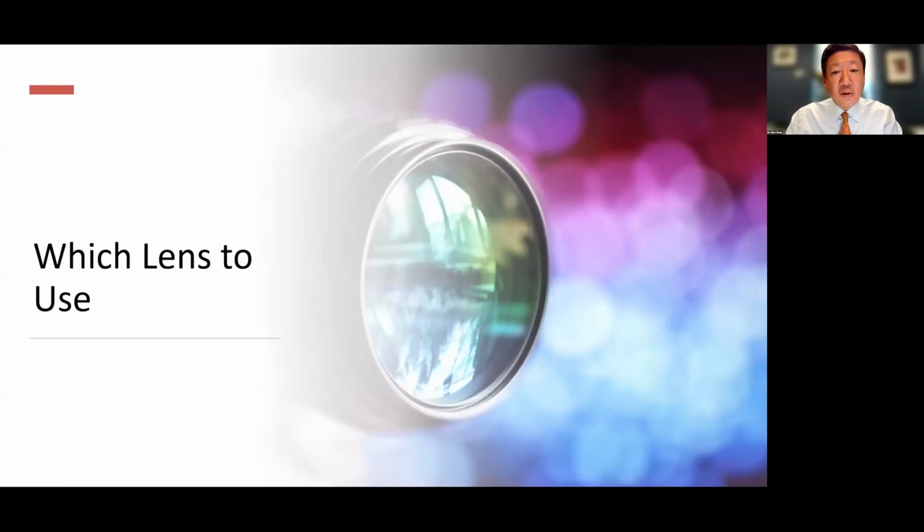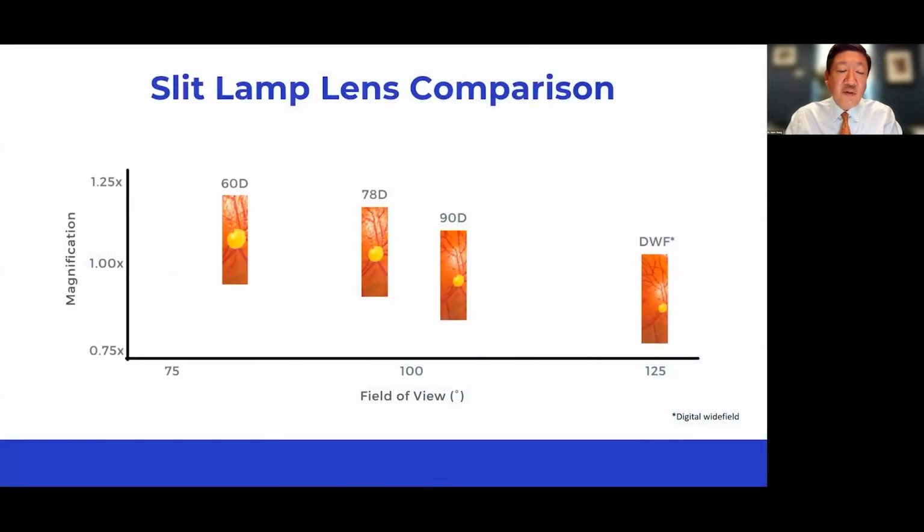So which lens to use? We've already discussed some of this, and there are a number of different options. Slit lamp lenses range from 60 to 90 diopter, and there's a direct digital wide field lens, which gives you a very large field of view, 125 degrees, but it's the most minimized view. The advantage of wider angled view lenses is that you can cover more and make sure that you haven't missed a lesion. And if you have a slightly smaller image, you can always use the slit lamp to use its magnification to look at things more carefully.